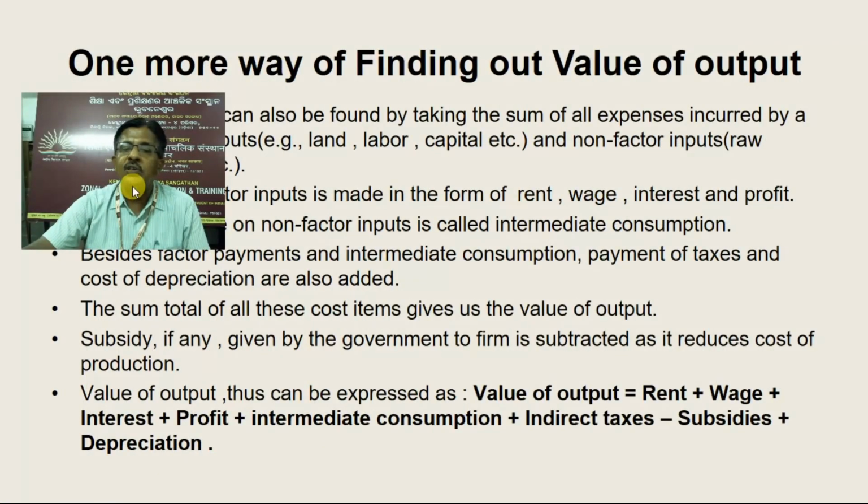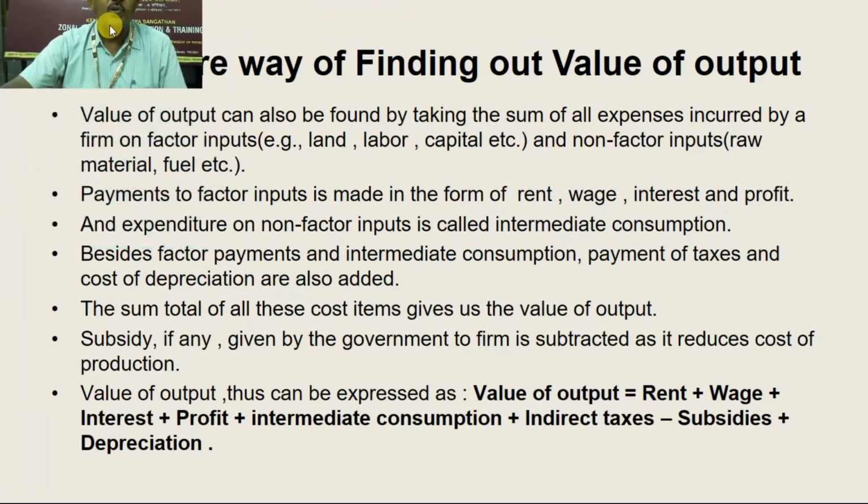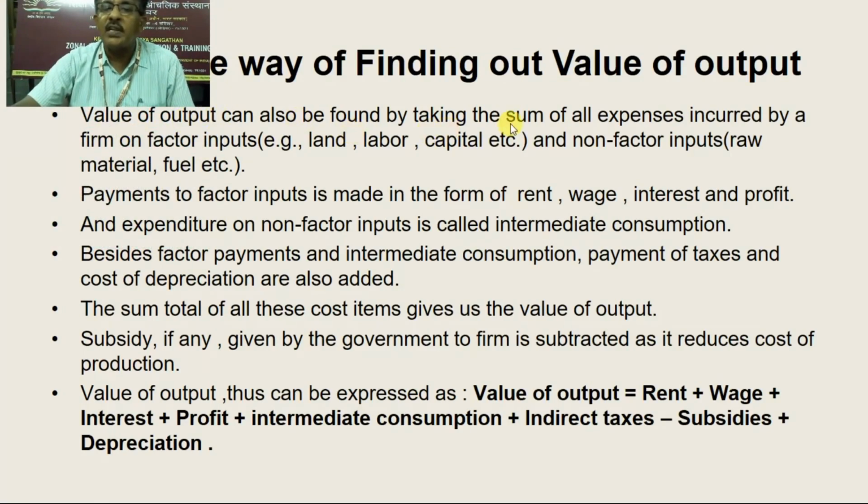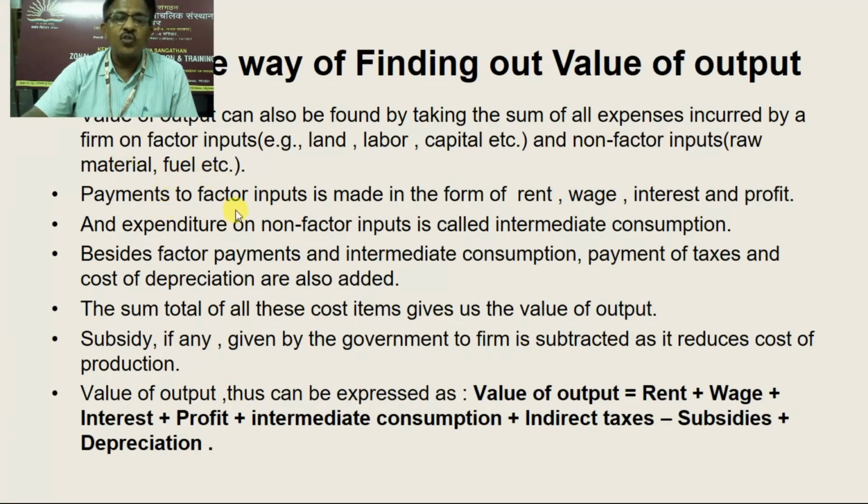One more way of finding out the value of output. What is that? Value of output can also be found by taking the sum of all expenses incurred by a firm on factory inputs, for example land, labor, capital, etc., and non-factory inputs, that is raw materials, fuel, etc. Payments to factory inputs are made in the form of rent, wage, interest and profit, and expenditure on non-factory input is called intermediate consumption. Besides factor payments and intermediate consumption, payment of taxes and cost of depreciation are also added.